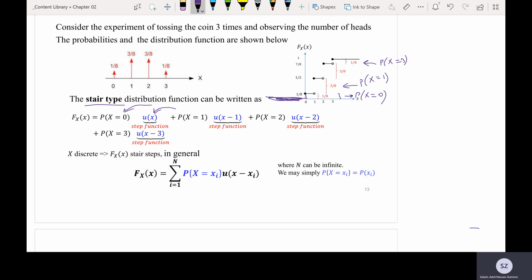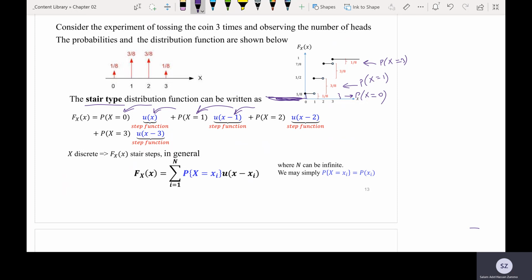Now, after that, it continues to be the step function until we reach 1. What do we have at 1? Another step function, so another jump, another step. What is the amplitude of this step? It's the probability that x equals 1, and where is the location of the step? X equals 1, so it's shifted by 1. It's u of x minus 1, because it's shifted at 1.